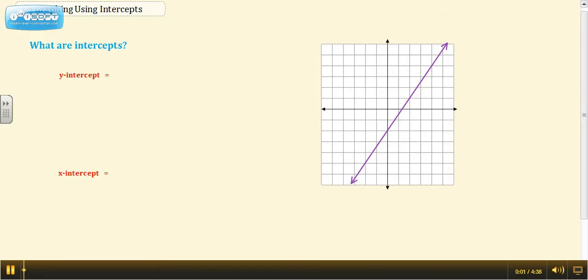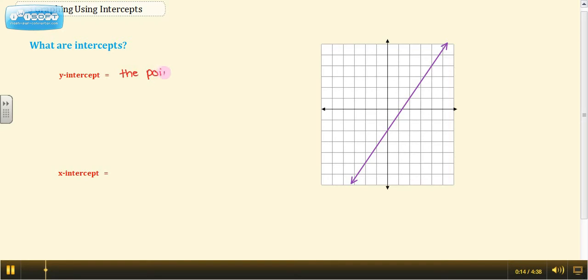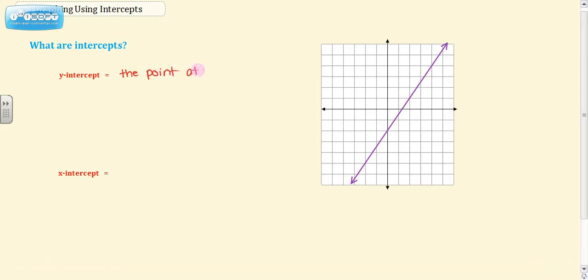Today we're going to learn about how to graph using intercepts. So what are intercepts? Well, you've already learned about the Y-intercept, which we have stated is the point at which the line crosses the y-axis.